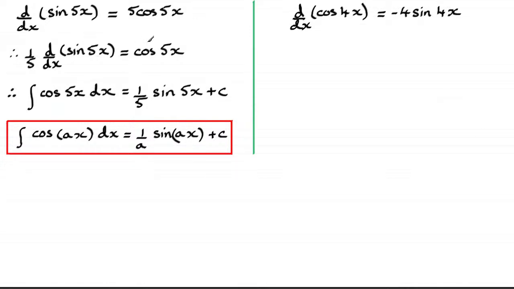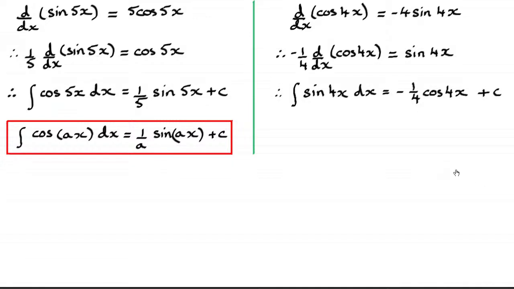So again, doing something like we did here, if we divide both sides by negative 4, what we're going to get is minus a quarter of the differential of cos 4x with respect to x. It equals sine 4x. So if we were to reverse this, the integral of sine 4x with respect to x must be minus a quarter cosine 4x plus a constant of integration c.